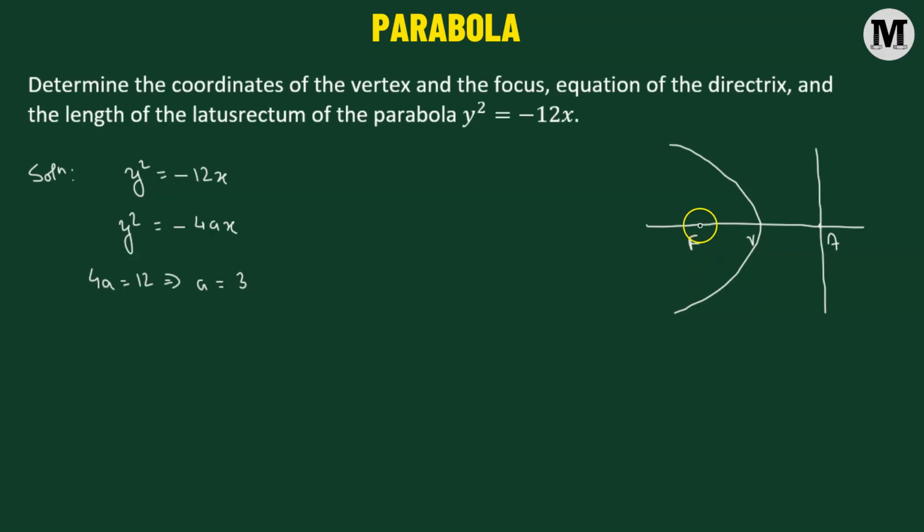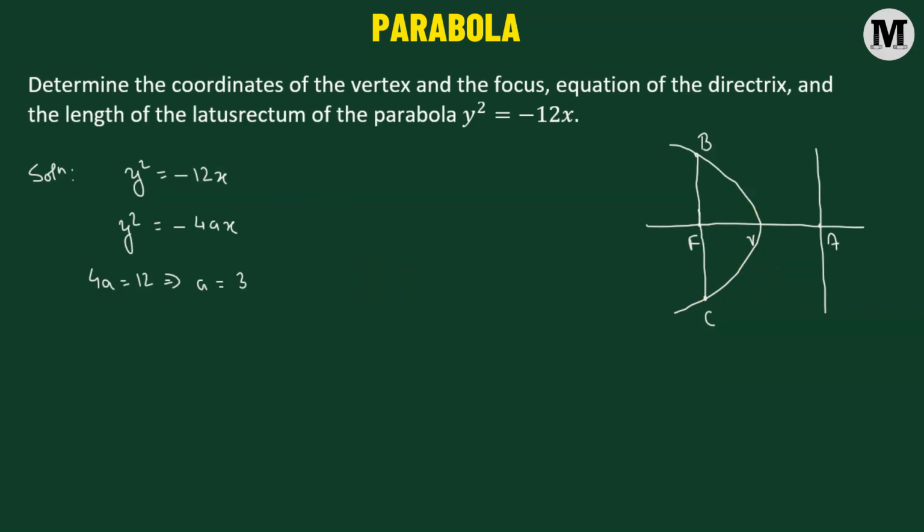The latus rectum is defined as the line segment which is passing through the focus and perpendicular to the axis of symmetry with its endpoints at the parabola. Let us suppose that the latus rectum has its endpoints at B and C. So BC is going to be the latus rectum of the parabola.